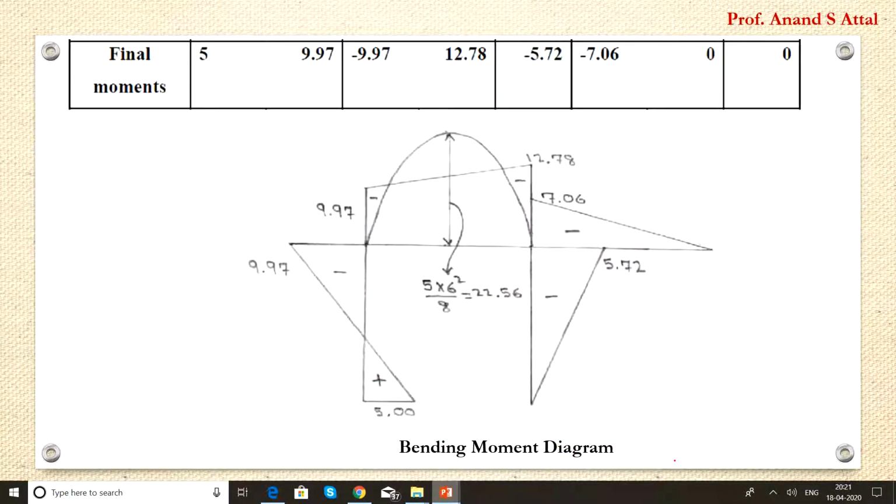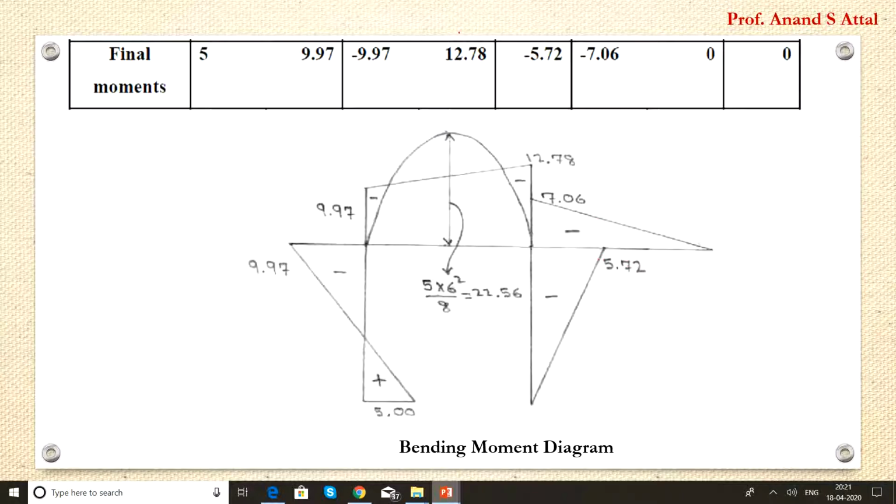Adding all the moments from the cycles, we get the final moments: 5 kN at joint A, and at joint B 9.97, 9.97, then 12.78, 5.72, 7.06.